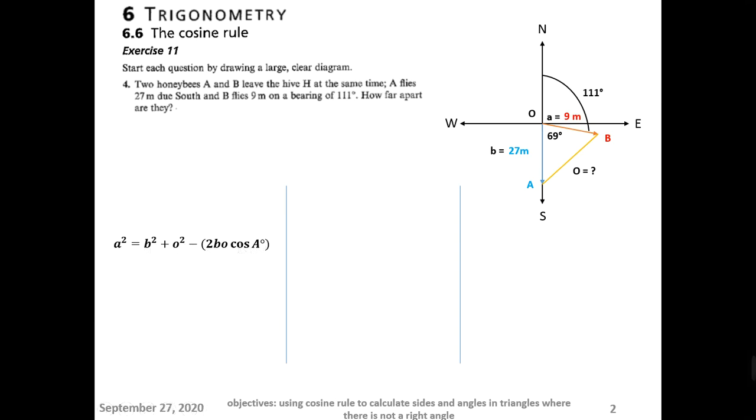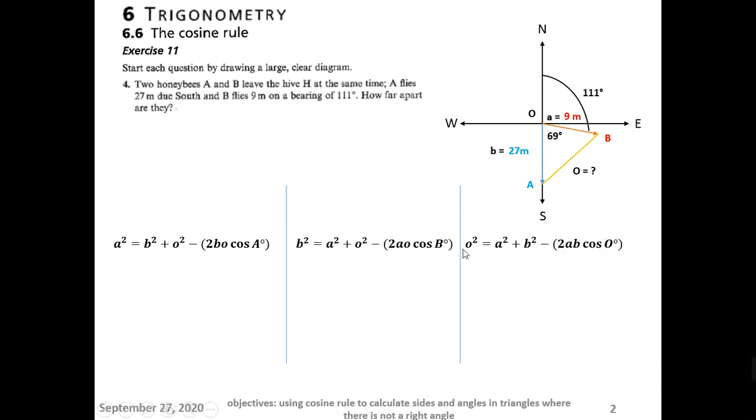If we were going to write the cosine rule for side B, then B squared is equal to, what are the other two sides? A and O. So A squared plus O squared minus, in brackets, 2 times side A times side O times cosine of the angle between side A and side O. If we were going to write the cosine rule for side O, then O squared is equal to, what are the other two sides? A and B. A squared plus B squared minus, in brackets, 2 times side A times side B times cosine of the angle between side A and B.